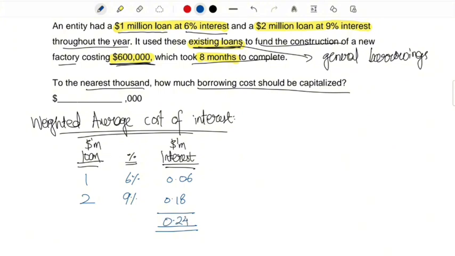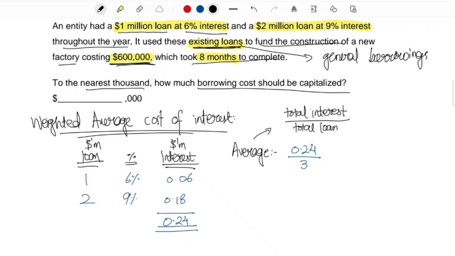This is essentially the total annual interest amount which you have to pay on the total amount of loan which you have borrowed. Now, in order to calculate the average interest rate, you will simply take the 0.24, which is the total interest, and divide this by the total loan amount, which is 3 million. So the formula is simply the total interest cost divided by the total loan which the company has taken as part of the existing loans.